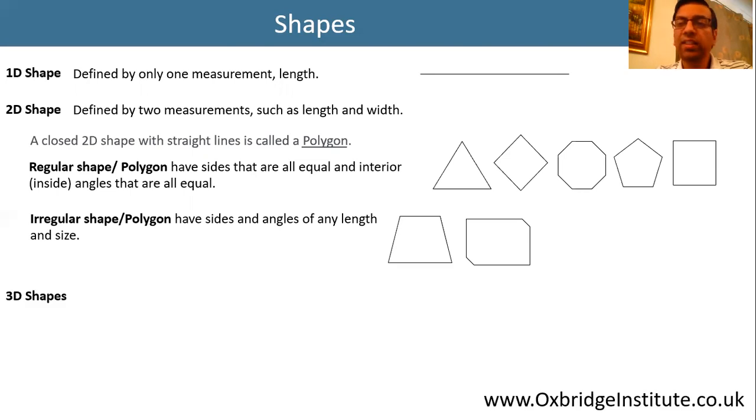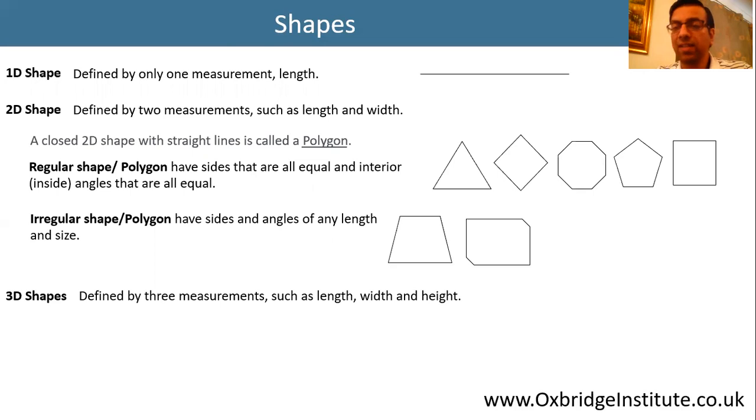Finally, we come to 3D shapes. These need three units of measurement in order to define them, for example, length, width, and height. These are two of the examples of 3D images.